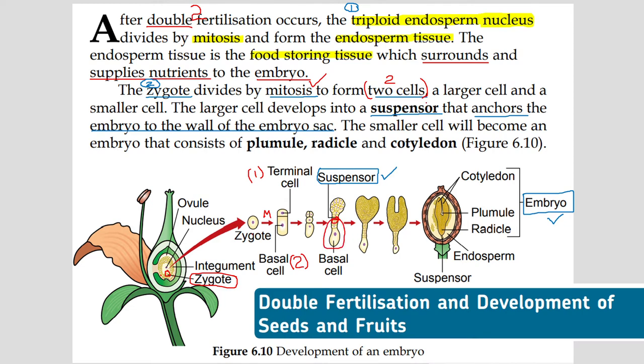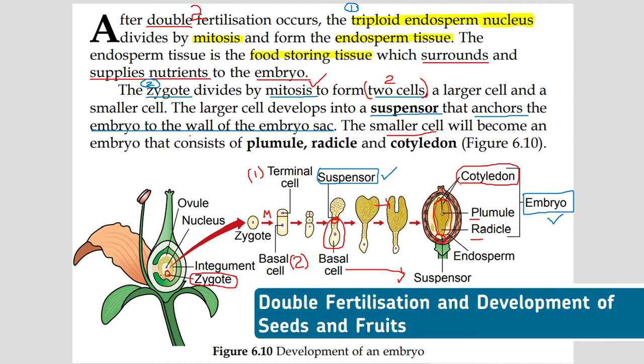This suspensor, from the larger basal cell, serves to anchor the embryo to the wall of the embryo sac. So it's like the placenta in human beings. You see here, from the basal cells it becomes the suspensor, which serves to anchor this embryo, this whole thing here is the embryo, securely to the wall of the embryo sac. So what happened to the other cell, which is smaller, the terminal cell? As it develops, you get to see it becomes this thing. What is this thing? This is the embryo. The embryo consists of the plumule, the radicle and the cotyledon.